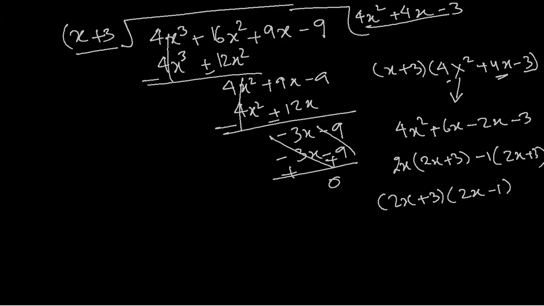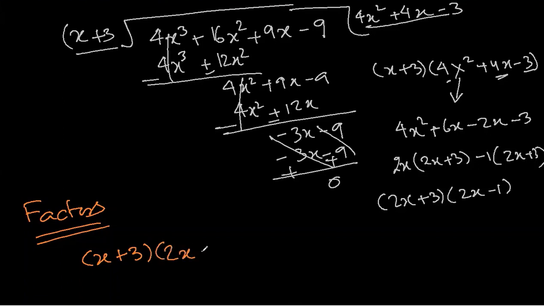So finally, what do we get? The factors are x plus 3, which was already a factor. Now we got two more factors, 2x plus 3 and 2x minus 1. This is the factoring.